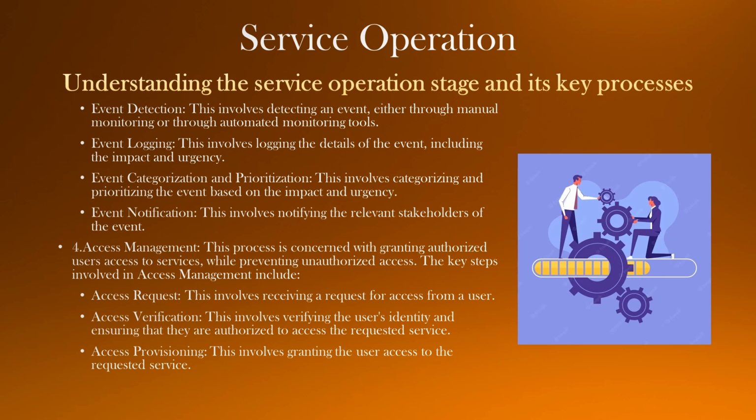Event categorization and prioritization. This involves categorizing and prioritizing the event based on the impact and urgency. Event notification. This involves notifying the relevant stakeholders of the event. 4. Access management. This process is concerned with granting authorized users access to services while preventing unauthorized access.